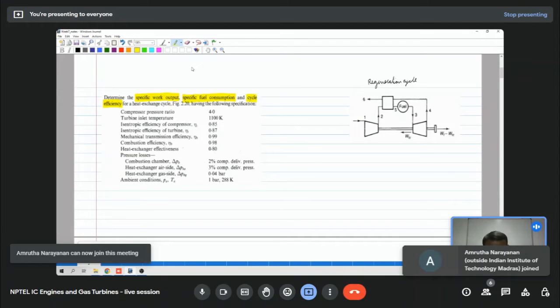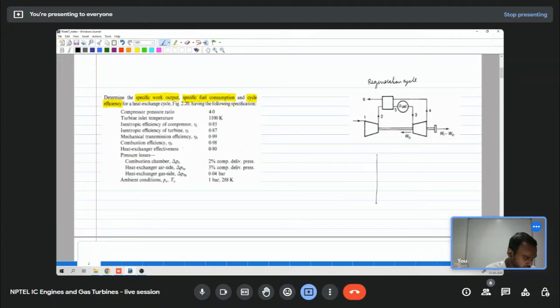So we can start from the first point. If you want to draw this in a TS diagram, the first is the compressor. 1 to 2 is isentropic compression. The pressure ratio is given as 4.0. Then we have 2 to 5, heat addition at constant pressure, and that pressure loss is also given.